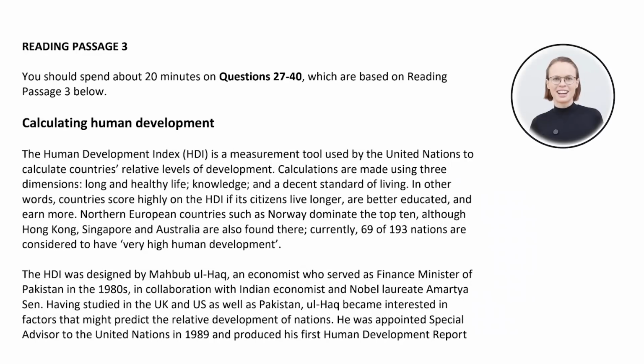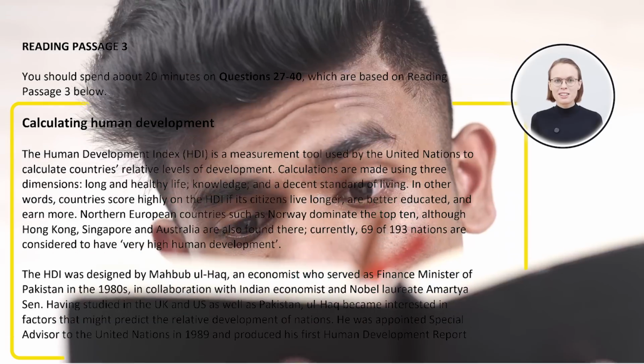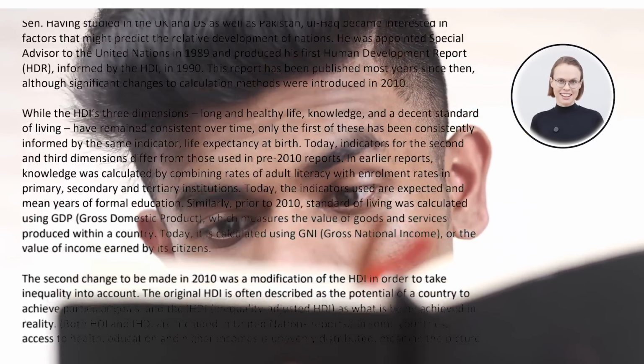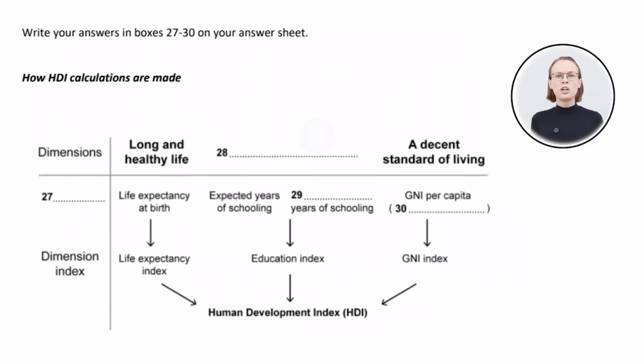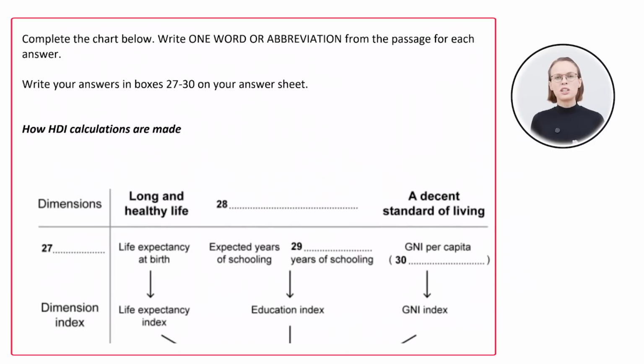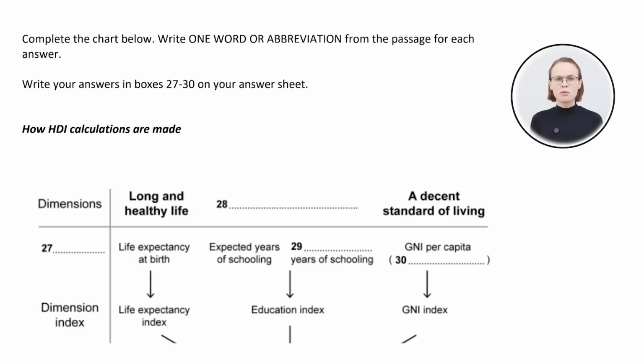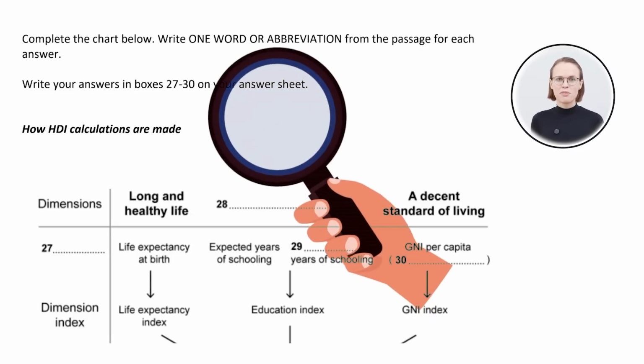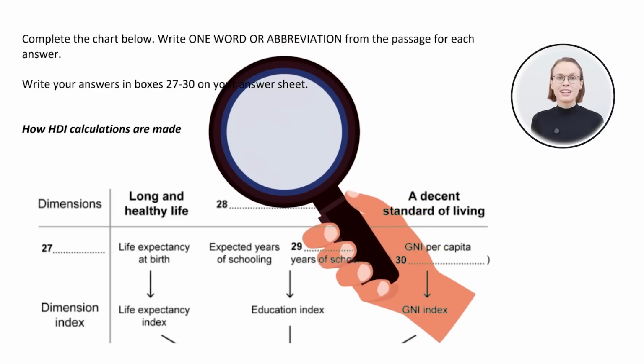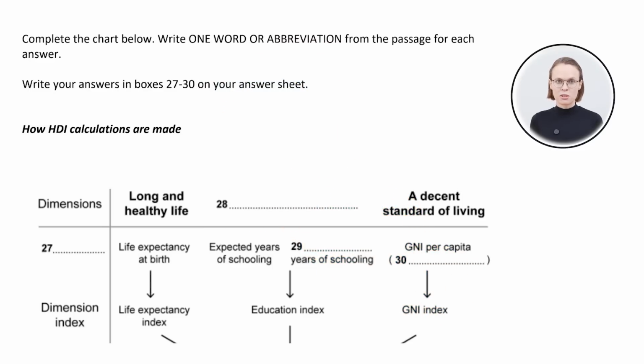Now I will explain how to find the correct answers quickly. When you start your IELTS reading test, don't start reading the entire passage. Instead, go directly to the questions, figure out what the questions ask you to do, and then have a look at the passage and scan for the relevant information. This helps you find the correct answers really fast, and that's exactly what we're going to do now.